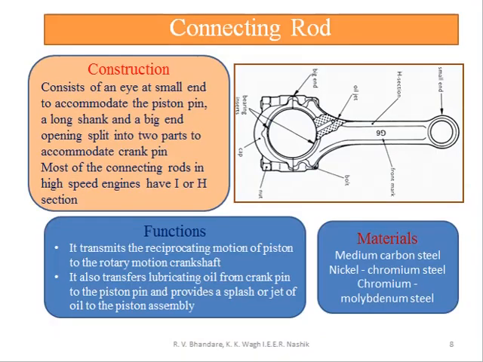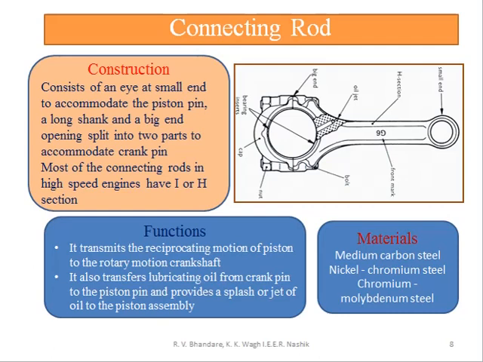Next we see the component, the connecting rod. We know that in the connecting rod, one end is the small end, also called the eye end. The second is the big end, which is connected with the crank web, and the middle portion. The small end is connected with the piston by the piston pin, and the big end is connected with the crank or crank web by the crank pin. Most connecting rods in high speed engines have an H or I section.